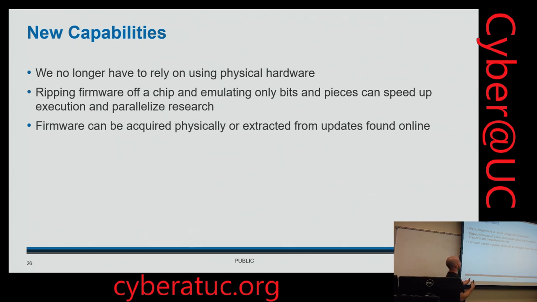We no longer have to rely on using physical hardware to do our research. We can rip firmware off of a chip, emulate only the bits and pieces that we care about, and then spread that out across many different unique nodes. You don't have to have 10 different unique devices. We can have 1,000 different cores on a system like you guys have down in the lab. That can massively parallelize our research and speed up our process a lot. Firmware can be acquired physically or extracted from updates found online. Something you guys might not know is that a lot of embedded systems just have their firmware updates available online that you can go and grab.